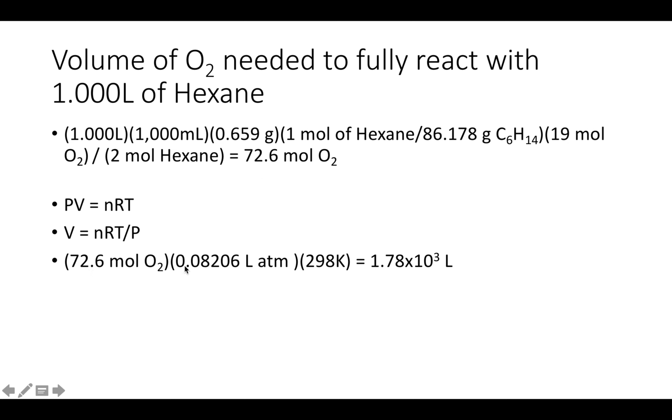Now, in order to get the volume, we have to use this formula and we get 72.6 moles of O2. That's what we got here. And we multiply that by this constant, which is 0.08206 liter atm, and multiply that by the temperature, which is 298 Kelvin, giving us 1.78 times 10 to the third power of liters.